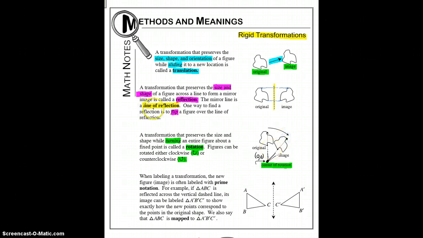It's kind of like our line of reflection. All of our points are the same distance from our line of reflection. All of our points are going to be the same distance from the center of rotation.